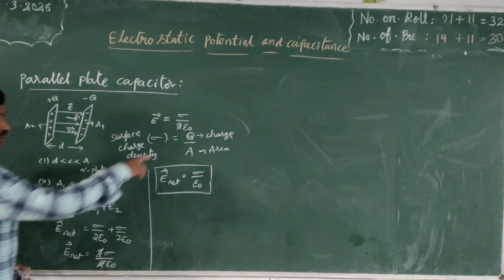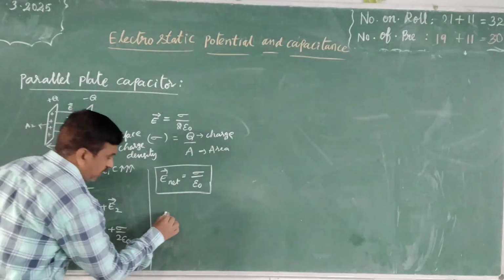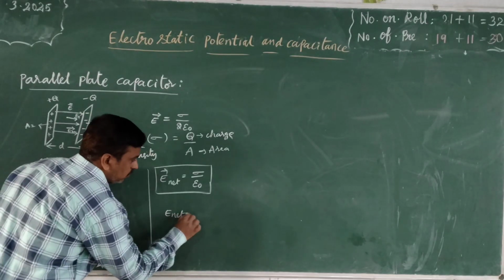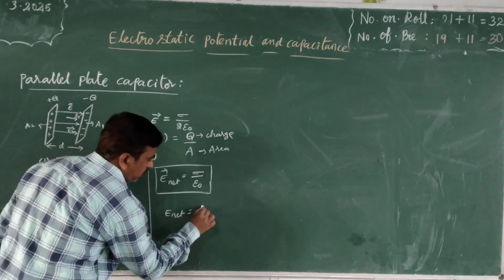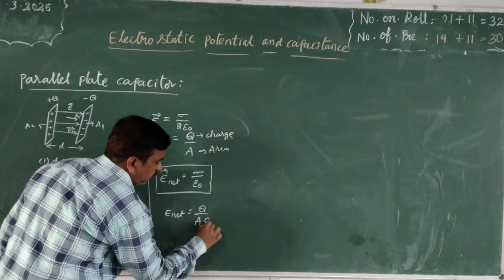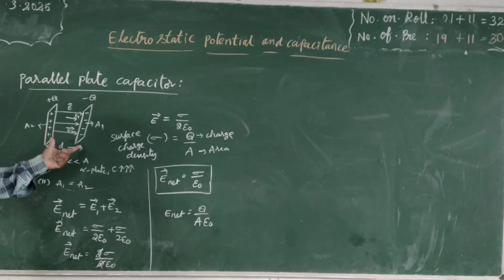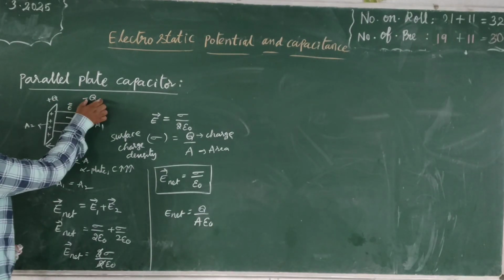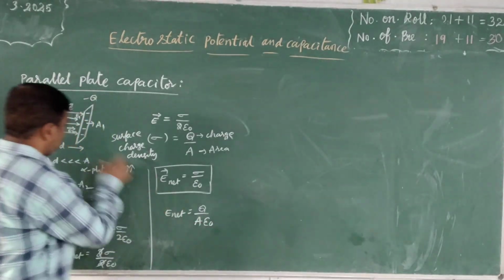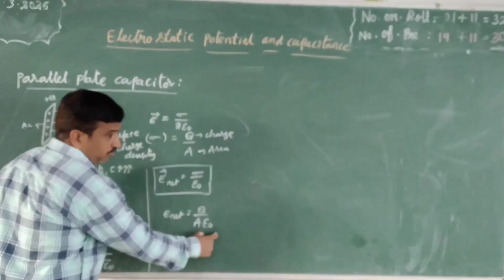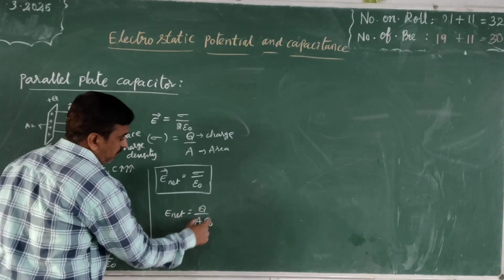So sigma means what here? Charge per unit area. We can write E net equal to sigma, which is q by A, q by A, into epsilon naught. So it is the net electric field due to both plates. The charge is the same, plus q and minus q, so the area is also the same. So epsilon naught, medium. E net equal to q by A epsilon naught.